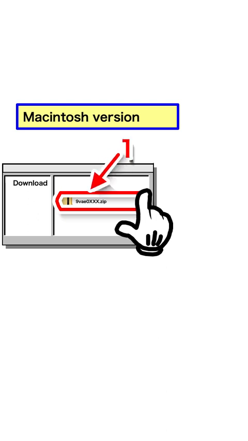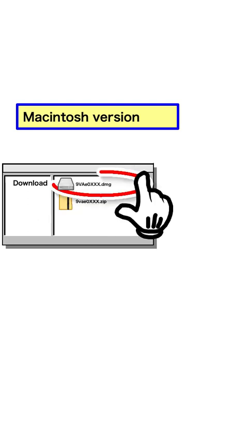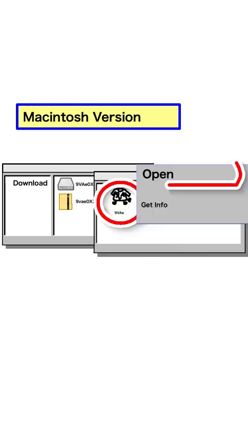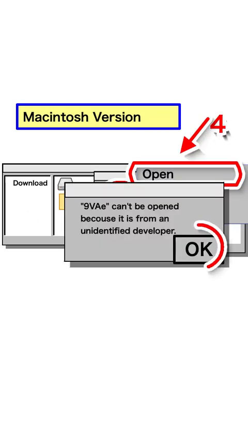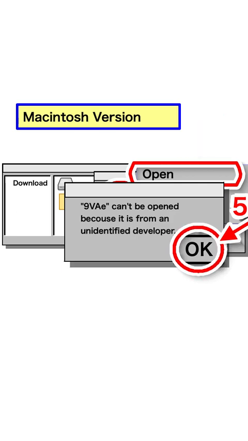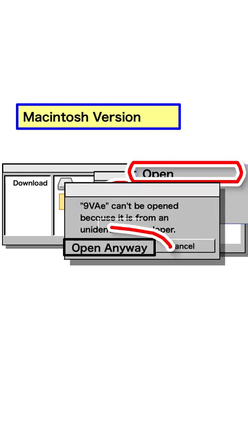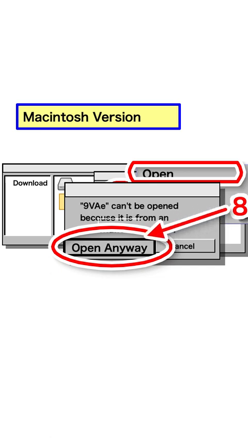I will explain how to start the Mac version. First, double-click the downloaded file. Double-click the extracted drive. Touch the Kyubey icon in the folder with 2 fingers. Touch Open from the menu. It cannot be opened the first time. Once again, touch the Kyubey icon with 2 fingers. Touch Open from the menu. The second time you can open Kyubey.